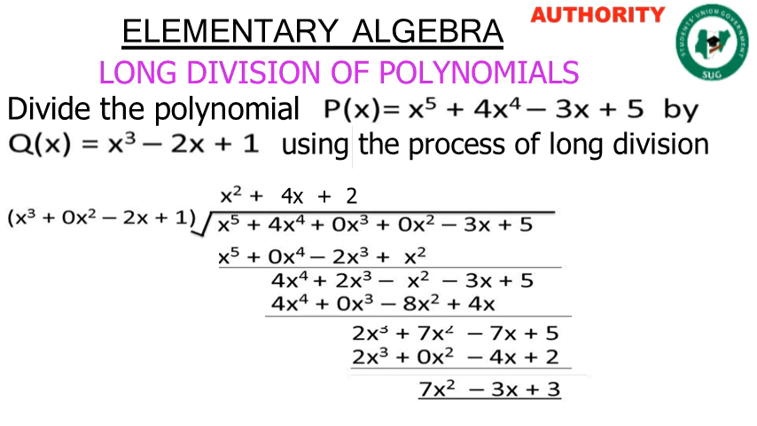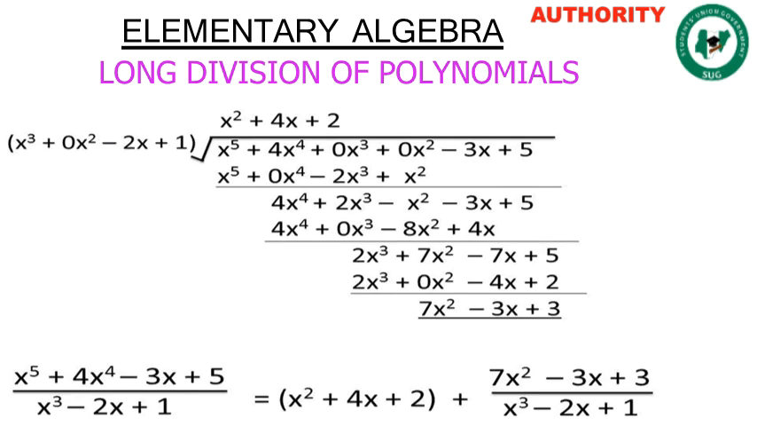As we stop here, we call 7x squared minus 3x plus 3 our remainder, since it can no longer divide again. So we say that x raised to the power 5 plus 4x raised to the power 4 minus 3x plus 5, when divided by x cubed minus 2x plus 1, gives us x squared plus 4x plus 2 in brackets plus our remainder 7x squared minus 3x plus 3 all over our divisor x cubed minus 2x plus 1. This is what we have.